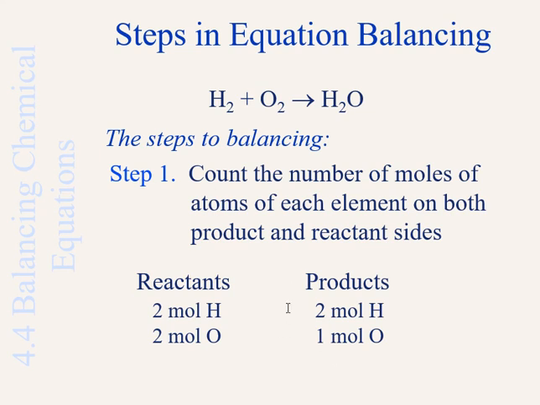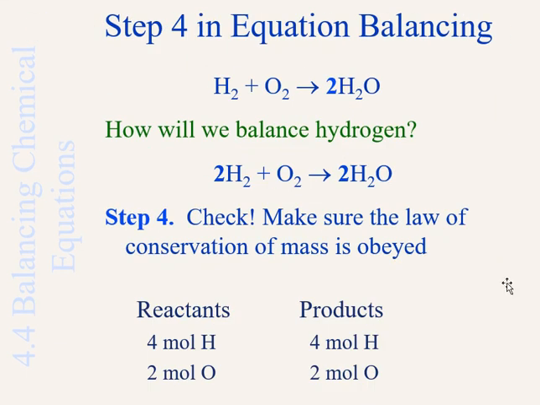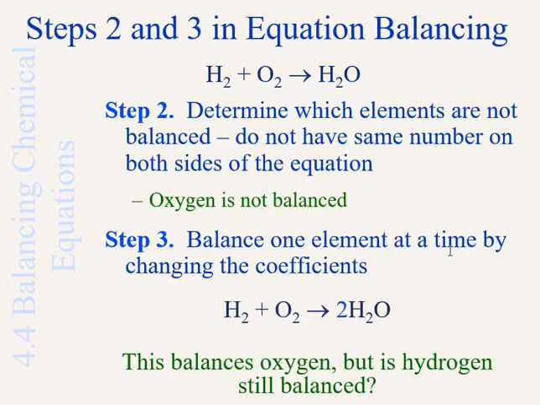And when I balance my oxygen by putting a 2 here, what happens to my hydrogens? 2H2O, how many total atoms of hydrogen? That's 2 here times 2, making it 4 hydrogens. So while I balanced my oxygen, my hydrogen got unbalanced. When I put a 2 here, that balanced the oxygen, but hydrogen is not balanced. I have 4 hydrogens here, but only 2 here on the reactant side.